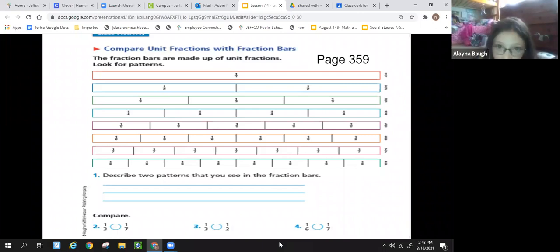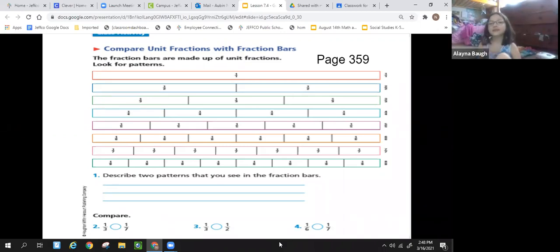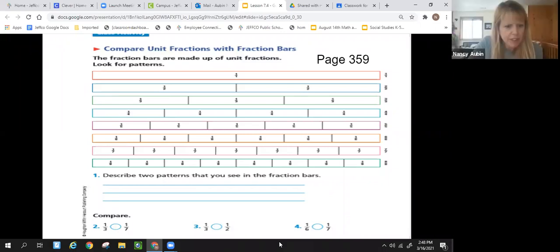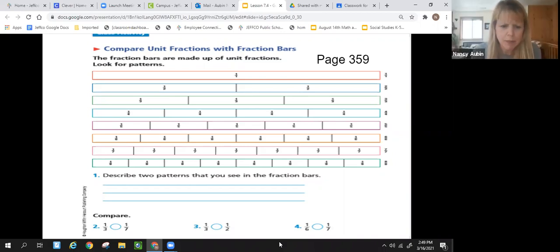I noticed that it was 1/1 and then 1/2 and then 1/3, then 1/4, then 1/5, then 1/6, then 1/7, then 1/8. So the denominators go in counting order from 1 to 8. Very good. Okay, anybody else have a pattern or noticing? Sunny, Suriname and Henry. Sunny, let's start there.